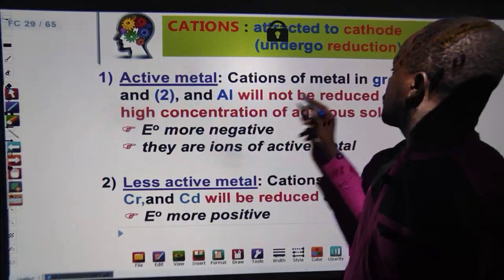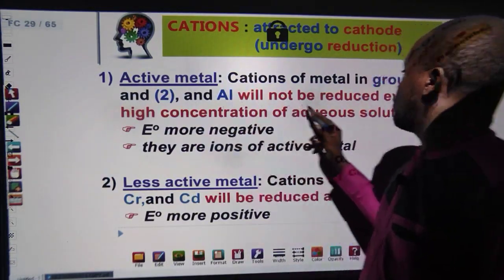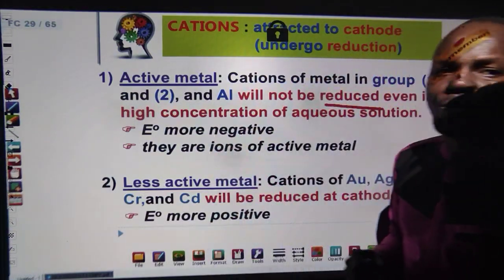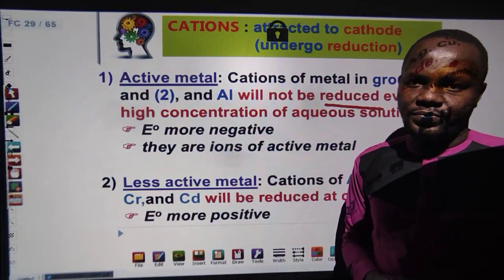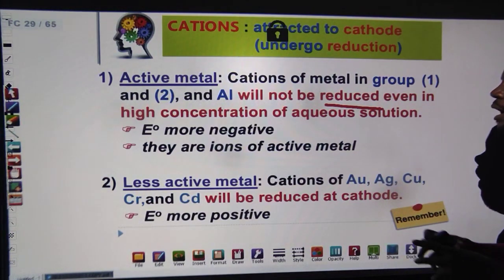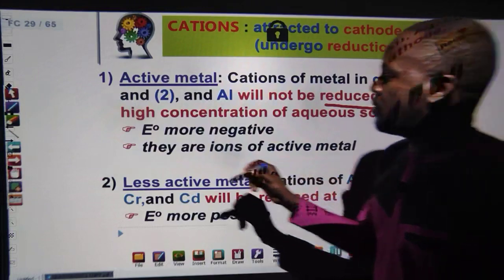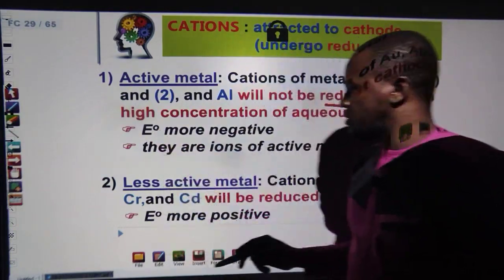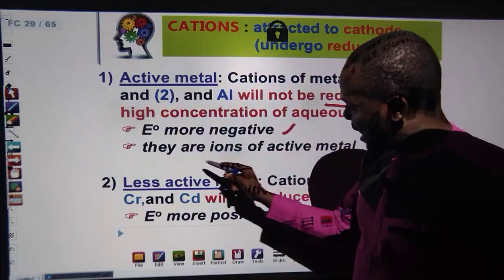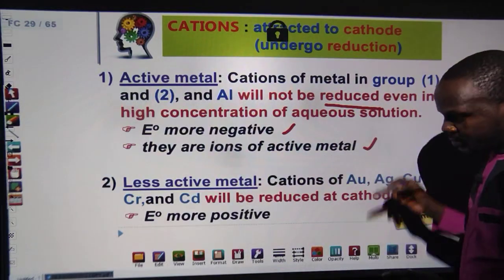So when you say group one and group two, and aluminium, they will not be reduced, even with higher concentration. They can never be reduced. Please note that, even with higher concentration of the aqueous solution. We said the E naught means more negative. They are ions of active metals.